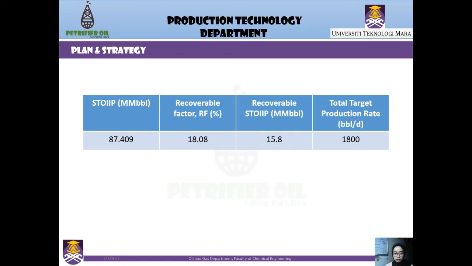These are some of the data that were collected from other departments, such as the G&G department and the reservoir department. As we can see here, the stock value is 87.41 million barrels with the recoverable stock being 15.8 million barrels. That means the recovery factor in this field is 18.08%. And from the reservoir department, the static model is expected to have a production rate of 1,800 barrels per day.